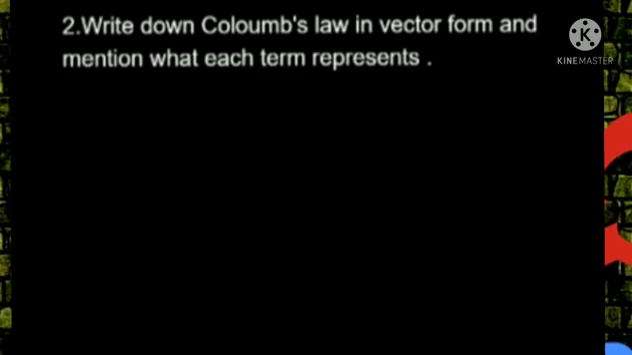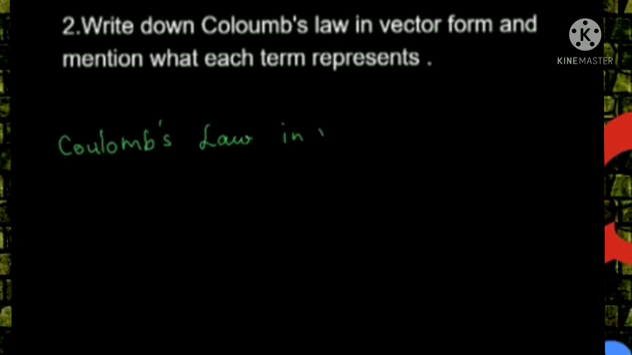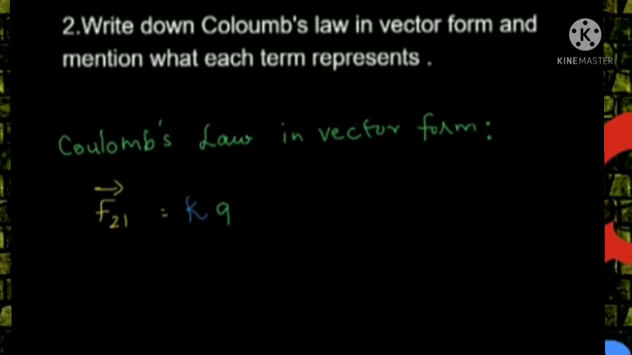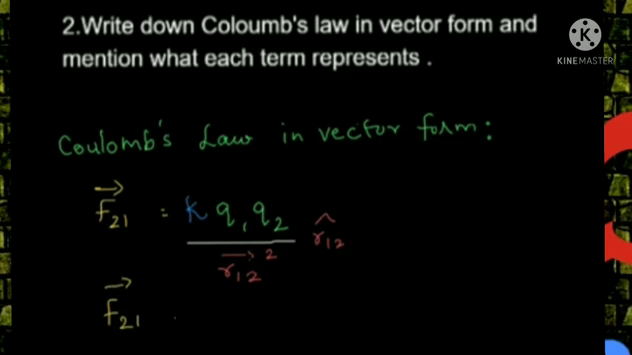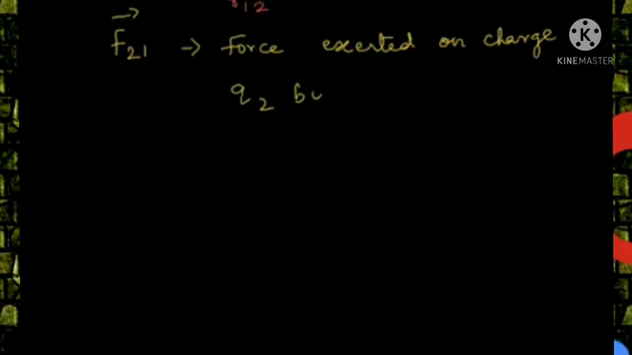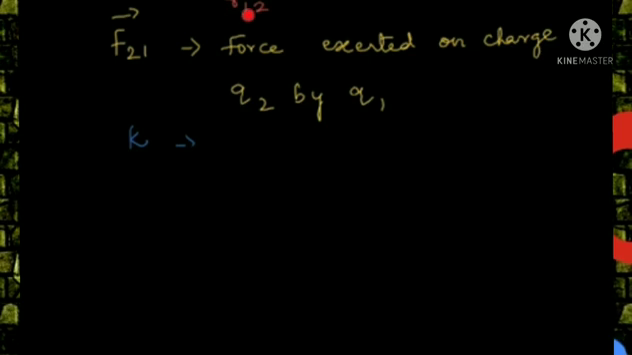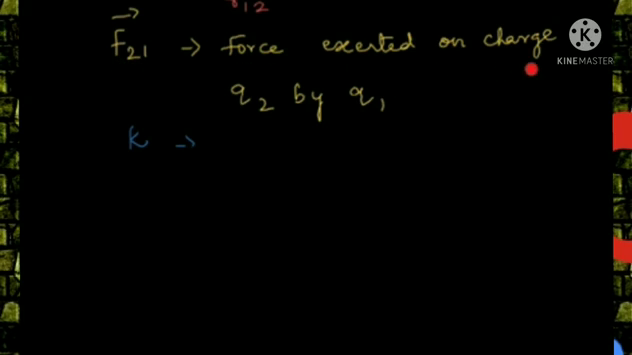Hello everyone. In this question, you are asked to write Coulomb's law in vector form, right? As you know, Coulomb's law talks about the electrostatic force of attraction between two point charges. So I am going to write force vector F21 = K Q1 Q2 / R12 squared, times R12 cap. Here, F21 is the force exerted on charge Q2 by Q1, right?